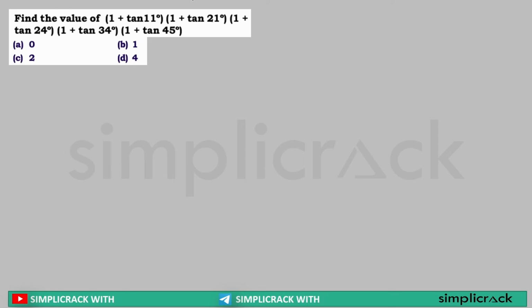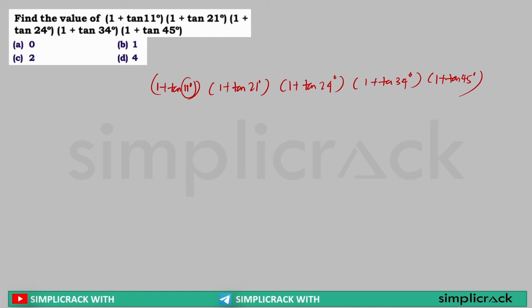Now see, it is saying 1 plus tan 11 degree, 1 plus tan 21 degree, 1 plus tan 24 degree, 1 plus tan 34 degree, 1 plus tan 45 degree. Sir, if I take this as A and this as my B, then 1 plus tan A into 1 plus tan 24 degree is equal to 2. Here it is 21, here it is 24. If I multiply these both, what will I get? 45. So 21 plus 24 is equal to 45.